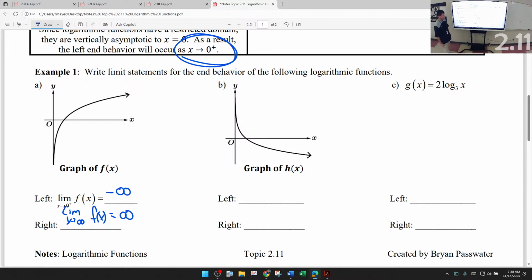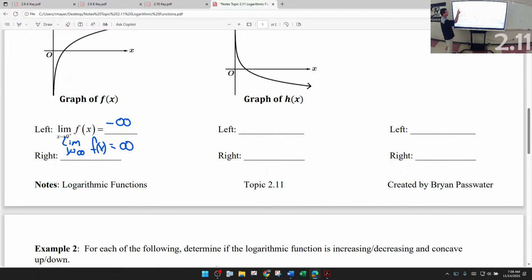Okay, here they want me to write it. So let me move this up a little bit. Left limit, x approaches zero from the positive side. And this one's h of x. And I can go ahead and write the right limit as x approaches infinity of h of x.